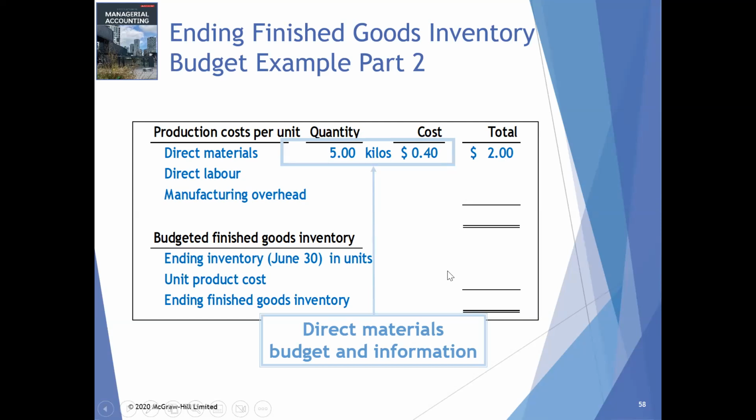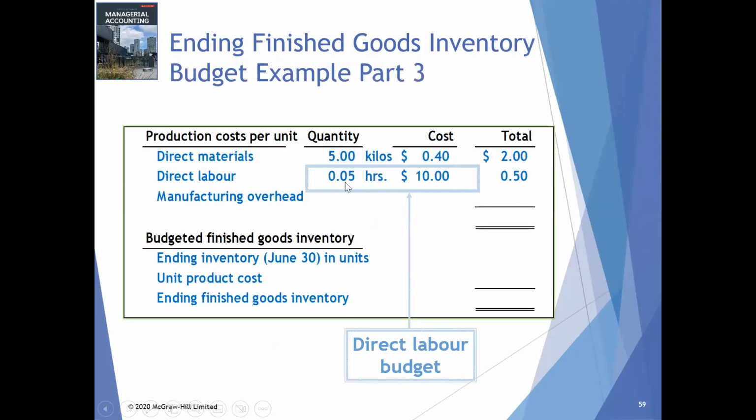Second, direct labor in hours: 0.05 hours is already given for the direct labor. And what is the cost per hour? The cost per hour is 10, because for labor we calculate per hour. For material, we calculate according to the denomination, meaning pieces or kilograms. So here it is kilograms.